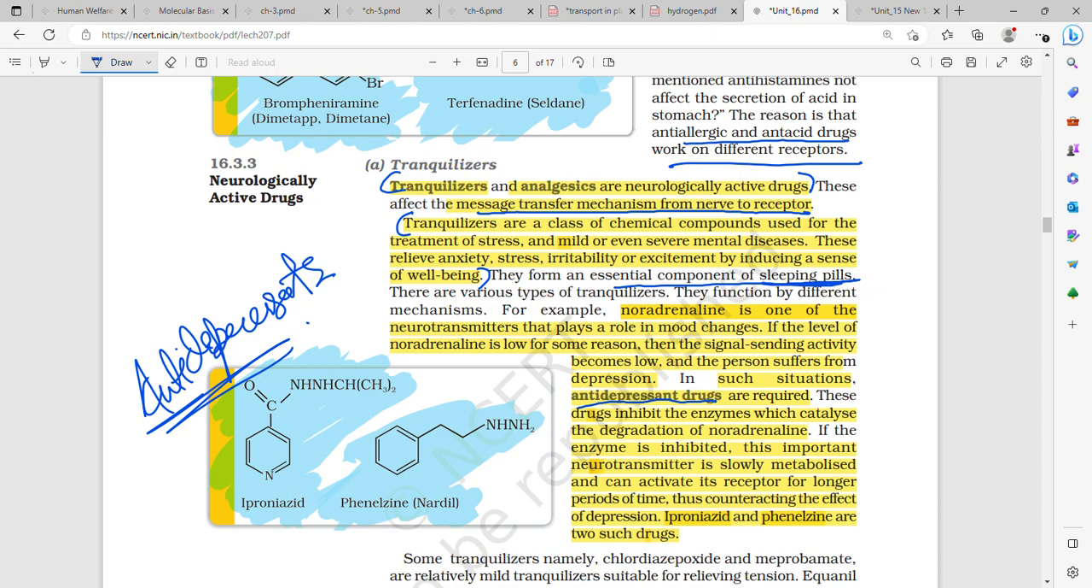What do antidepressants do? They basically inhibit the enzyme which catalyzes the degradation of noradrenaline. Once that enzyme is inhibited, the noradrenaline can work for a longer time, it is slowly metabolized and it can activate its receptor for longer periods of time, and it counteracts the effect of depression. Examples are iproniazid and phenelzine.